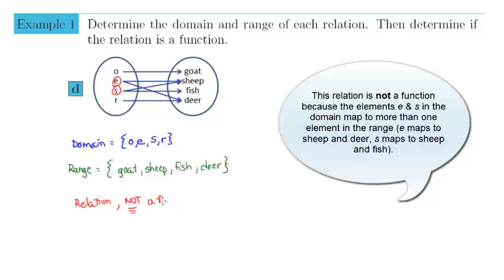And the reason it's not a function is because the elements E and S map to more than one element in the range. E maps to sheep and deer, S maps to sheep and fish.